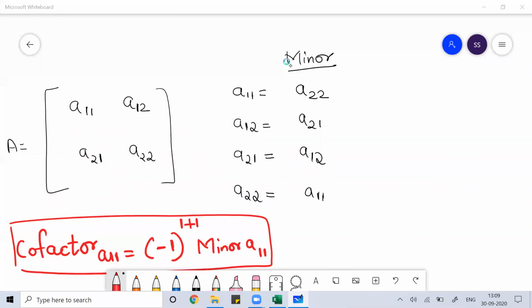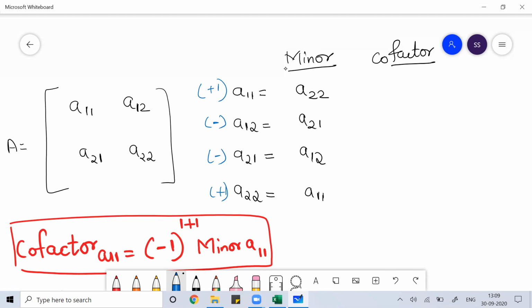Forget complicated stuff. What is cofactor? Cofactor is nothing but putting the sign on the minor. Cofactor of a11: I hope everyone understands by this time. a11 is plus. a12 is minus because 1 plus 2 is odd. I have already discussed this. a21 is minus, a22 is plus.